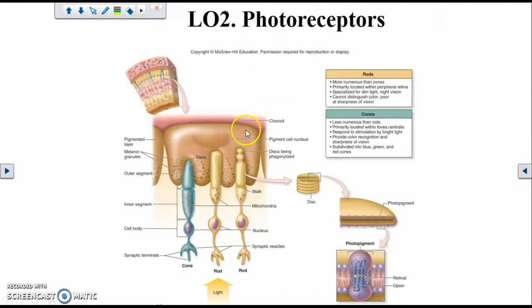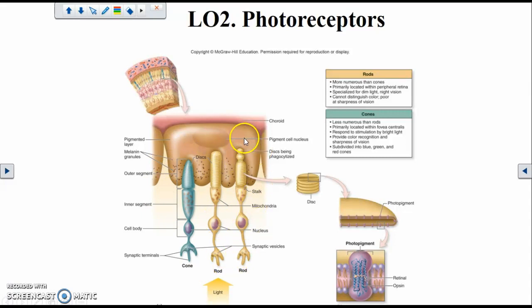Right. Two types of photoreceptors, rods and cones. What's the difference between rods and cones? Well, the reason why they're called rods and cones, folks, is if you look at this area in which it is embedded into the epithelial layer, into the pigment layer, this looks like a cone, and that looks like a rod. FYI, there are more rods than cones.